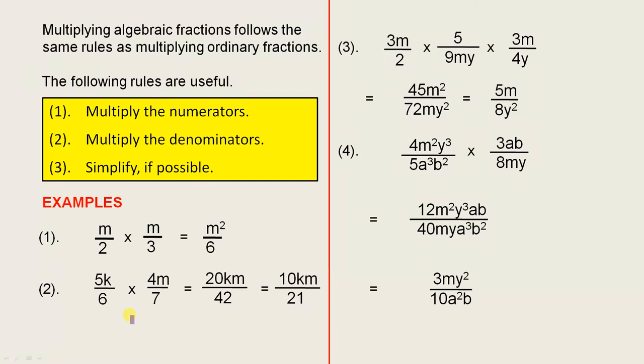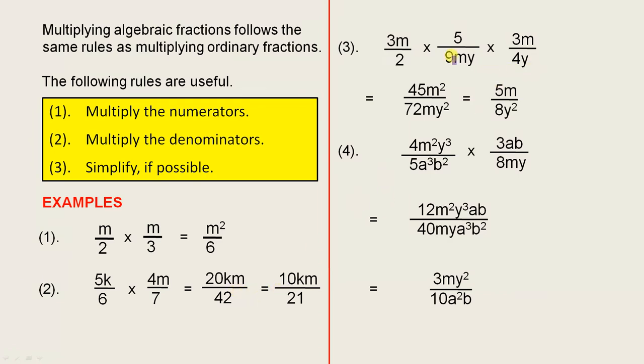The next one, 5k over 6 times 4m over 7. When you multiply the numerators, according to the rule, we get 20km. When you multiply the denominators, you get 42. You can see straight away that they are both even numbers, so we divide numerator and denominator by 2, which gives us 10km over 21. So that's the simplification, and we do that when it is possible to do so.